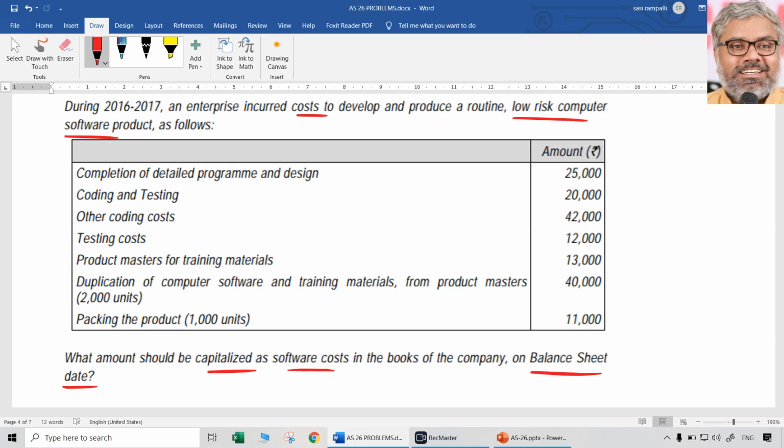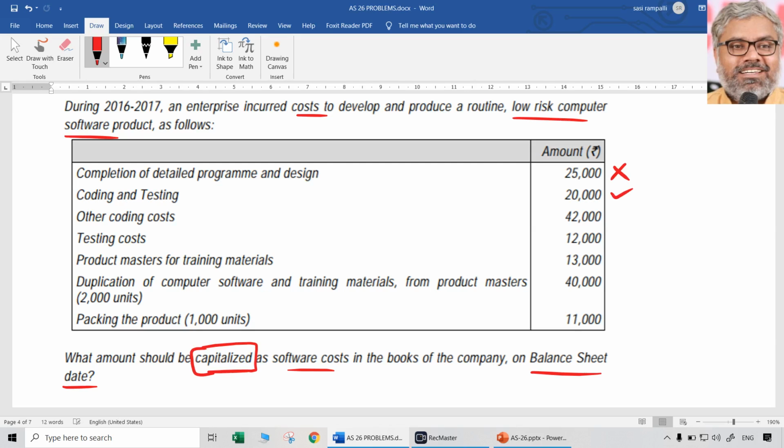So the research phase should not be capitalized. How much is capitalized is the question. Only the development phase has to be capitalized. Production also should not be capitalized. So what are the ones which have to be capitalized? One by one we can check. We have a detailed program and design. Can program and design be called development? No, that is the research phase. So definitely this cannot be capitalized. Research phase has to be charged to P&L.